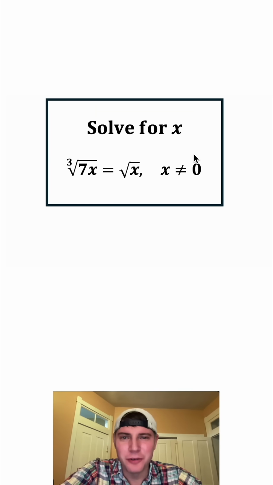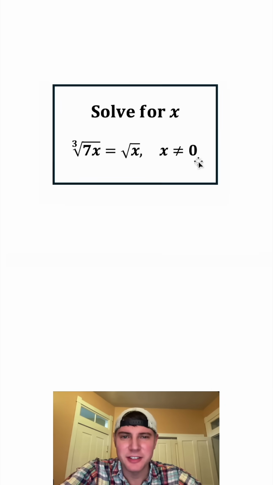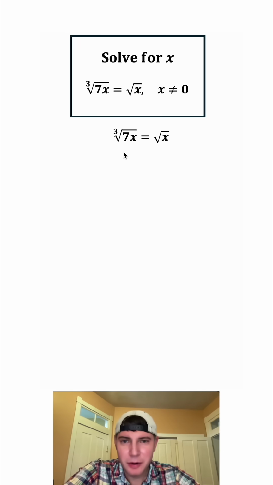It says solve for x. We're given the cube root of the quantity 7x is equal to the square root of x, and x does not equal 0. For the first step, I want to rewrite these as rational exponents.